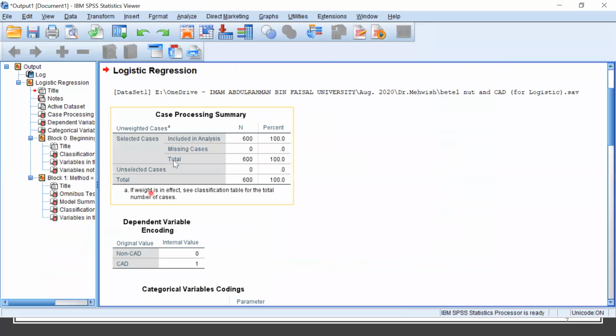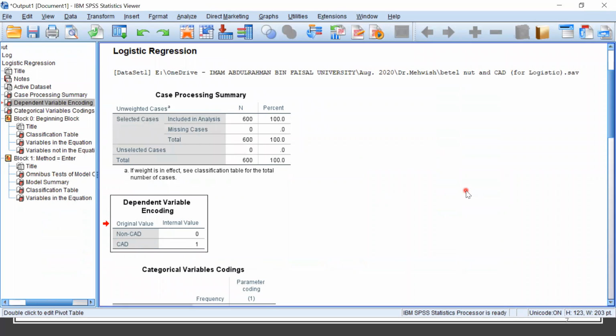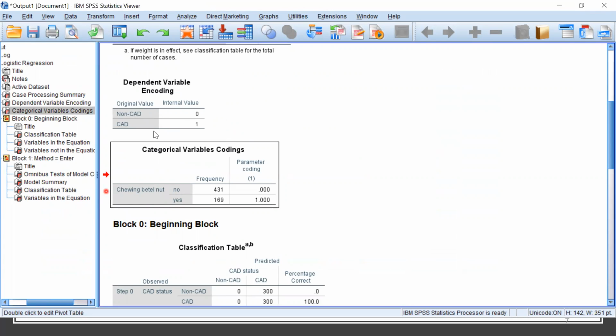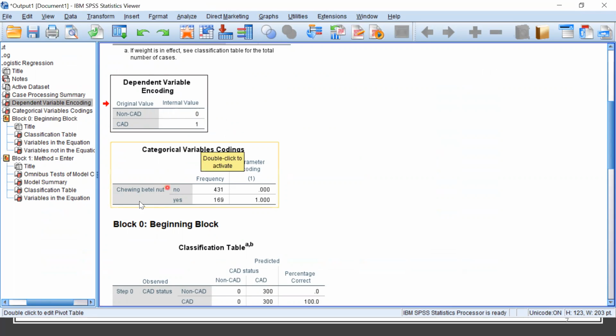SPSS will produce too many tables. For this video, we are focusing on three tables: dependent variable coding, categorical variable coding, and variables in the equation. The dependent variable coding is indicating that our outcome variable is coronary artery disease, and non-outcome is the non-coronary artery disease patient. And in the exposure, chewing betel nut is the exposure variable based on non-exposure, which is the non-chewer of the betel nut. So we have two categories.